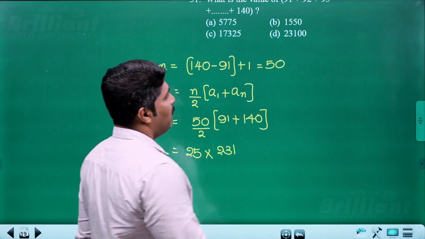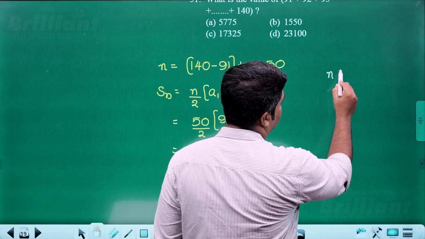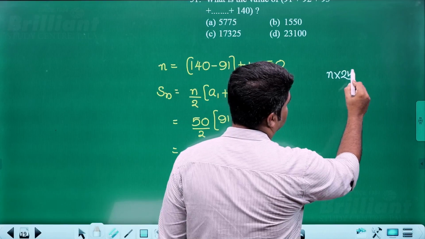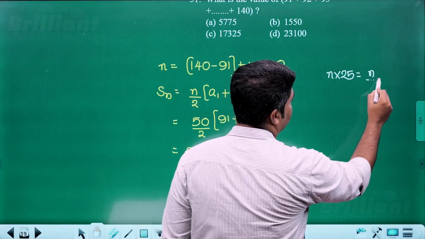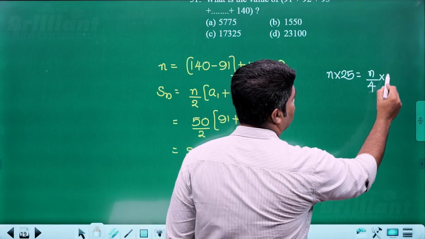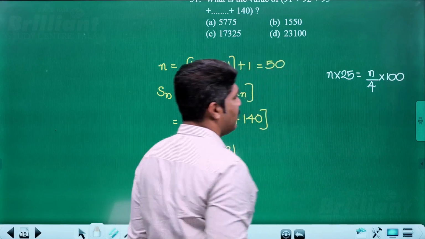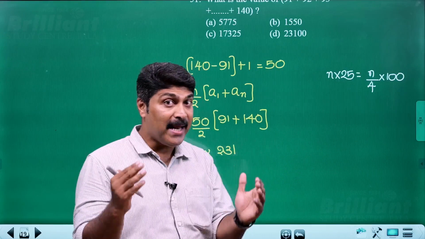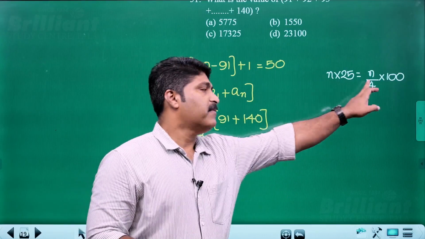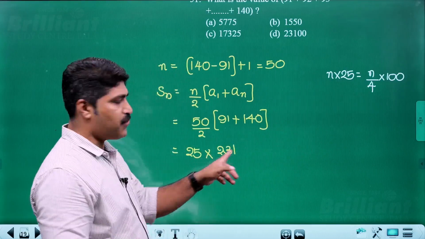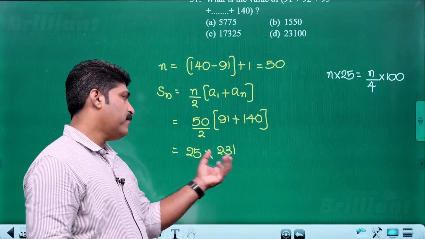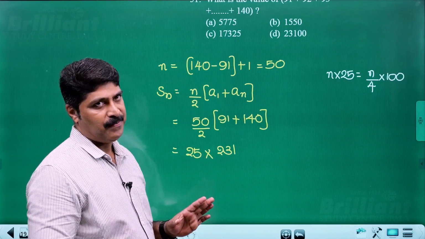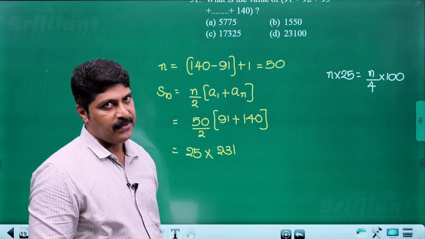Whenever you need to multiply any number by 25, you just divide that number by 4, then multiply it by 100. That's it. Instead of multiplying by 25, it's comparatively easier to divide by 4. So divide the number by 4, then multiply it by 100.